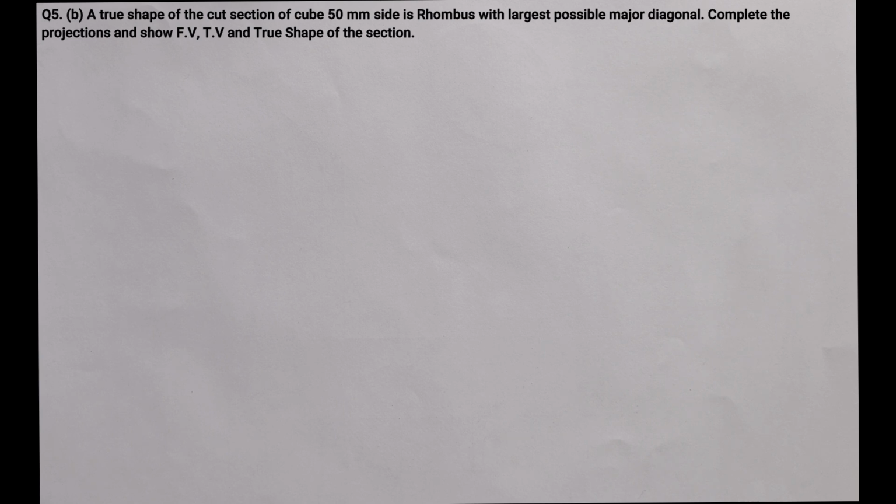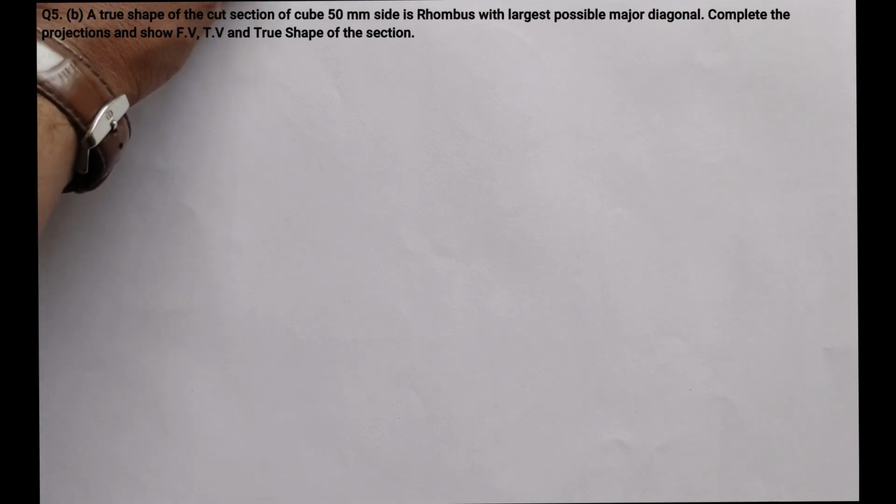Question number 5b belongs to the section of solids. The type of solid given here is a cube of 50 mm sides, and it is being cut in such a way that a rhombus is obtained with the largest possible major diagonal. You have to draw the front view, top view, and the true shape of the section.